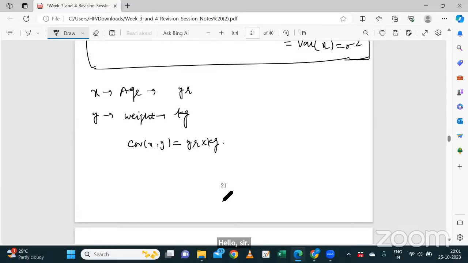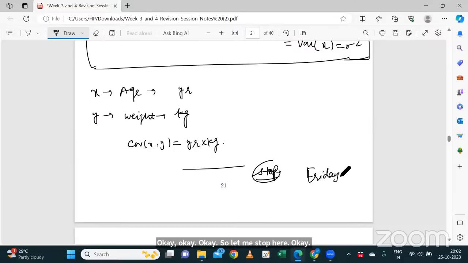Our math class is going on? Okay, the math revision session is from 8 p.m. to 10 p.m. So let me stop here. On Friday we have the mock session, right? First we will cover the remaining concepts, correlation and point biserial and all, and then we'll discuss the mock session.